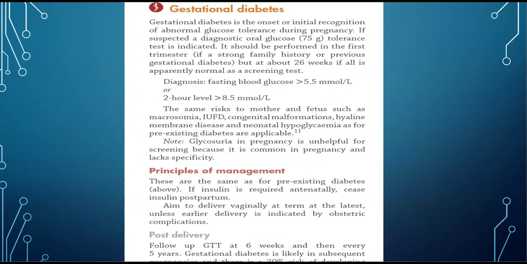Okay, so most diabetic mothers can have a normal vaginal delivery unless the child is more than 4 kilos or there is any sign of fetal distress, in which case they will need a C-section. And the delivery can happen at term.